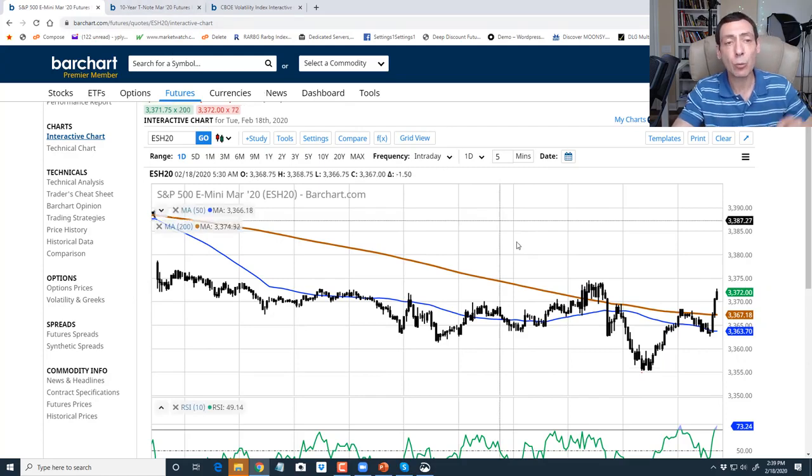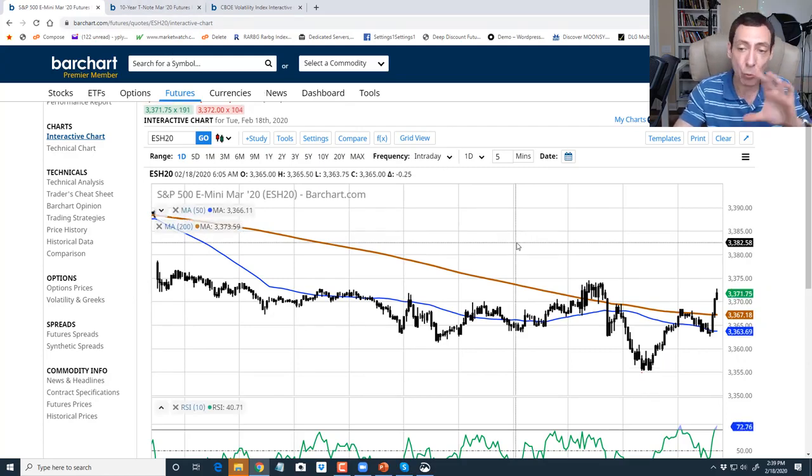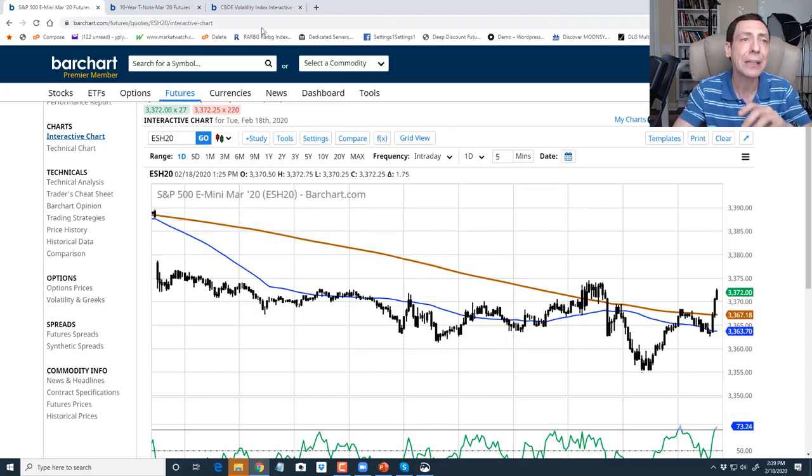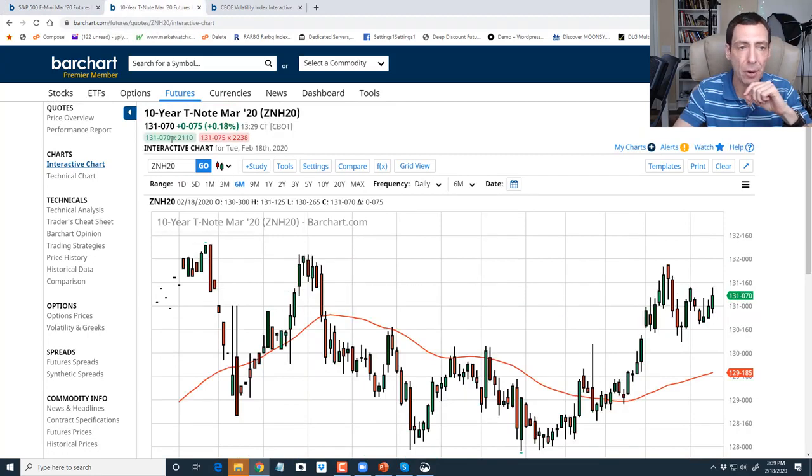Once we're done with the S&P 500 and I get a really good idea of what I missed throughout the entire night, and I get a quick way to catch up on it, I move on to the bond market.